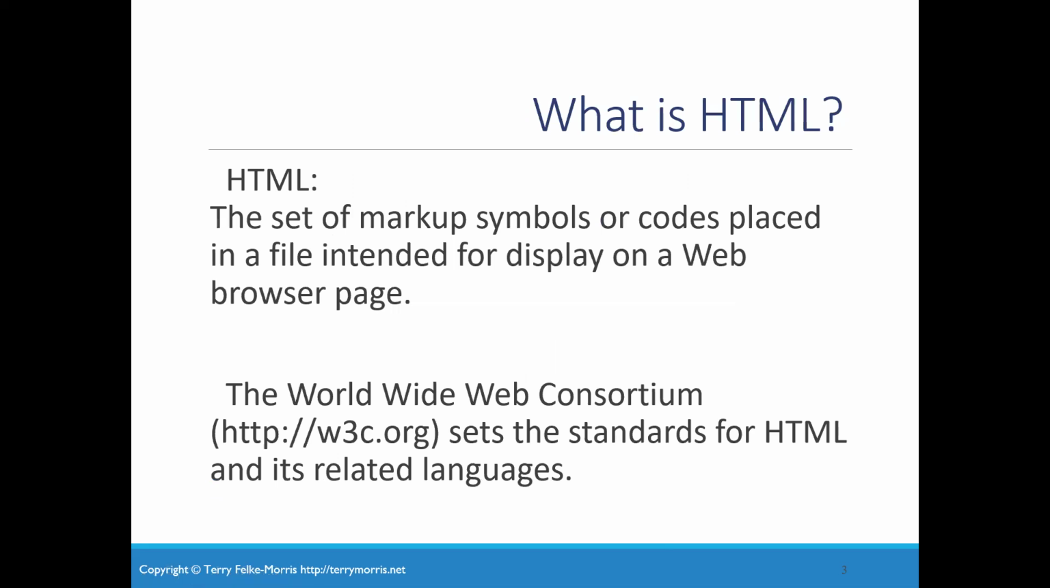So to begin with, we'll begin with what is HTML. In our previous sessions, we learned about the internet, how it evolves, and all this stuff. Now we are looking at HTML, which is one of the things we need to learn in order to be able to build websites. So what is HTML? We say HTML is a set of markup symbols, codes that are placed in a file intended for display on a web browser page. And the World Wide Web Consortium, that's W3C, they set up all the standards for HTML. So they are in charge of setting everything about the language.